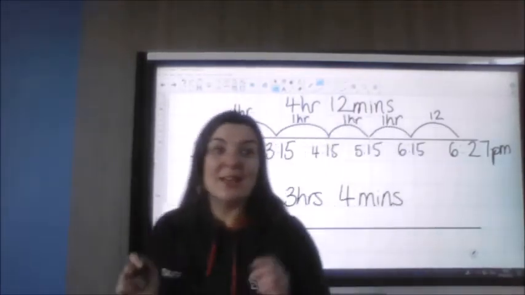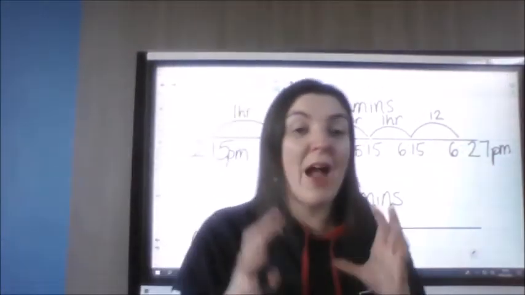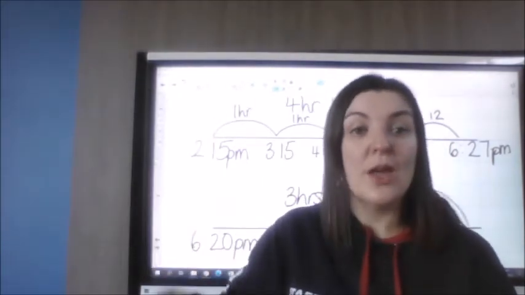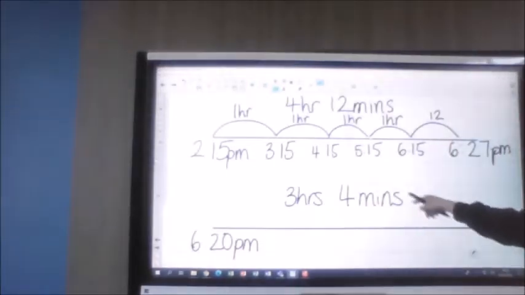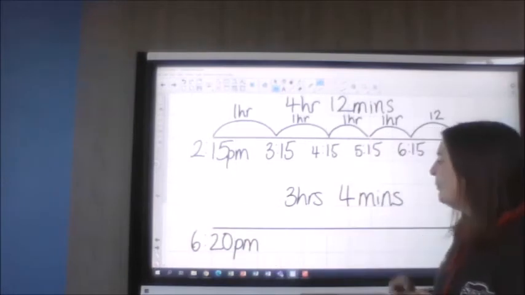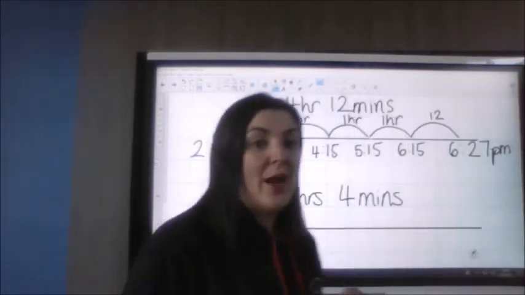Okay, so same again, I want you to have a little go at this. So this is when you've got to find out the arrival time. So you've got the departure time, you've got how long it took, you've got to calculate the arrival time. So have a look at this one. So pause the video now. It starts at 6:20 p.m. and it takes 3 hours and 4 minutes. Okay, so have a little go at that one. Okay, so you should have had a go at that one.